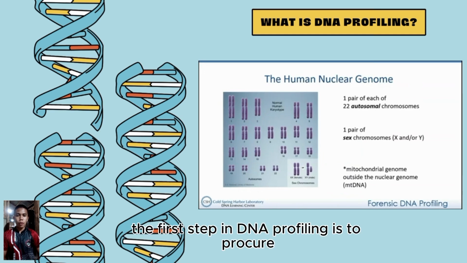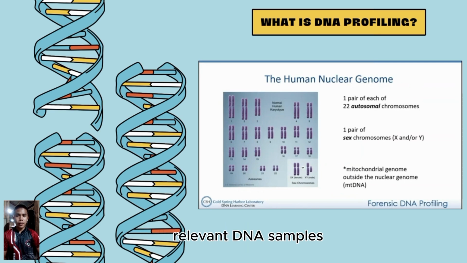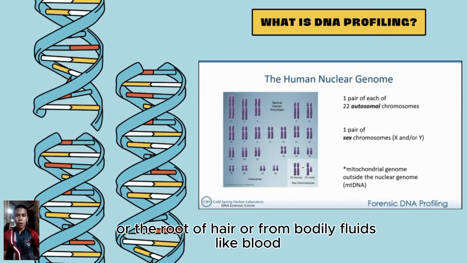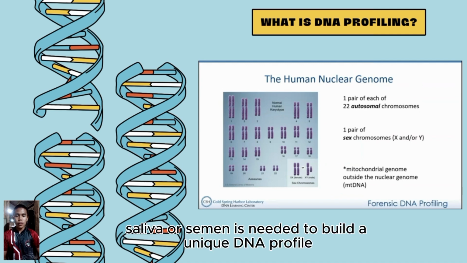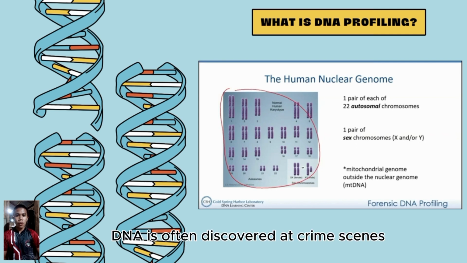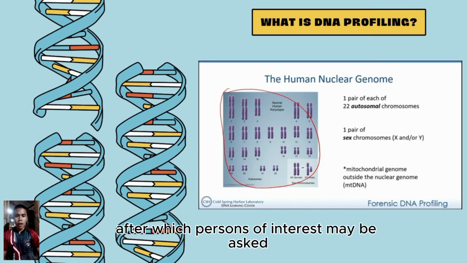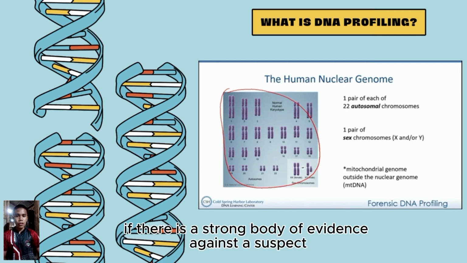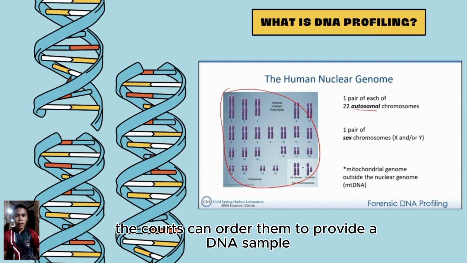The first step in DNA profiling is to procure relevant DNA samples. Only a small number of cells from a person's skin or the root of hair or from bodily fluids like blood, saliva, or semen is needed to build a unique DNA profile. DNA is often discovered at crime scenes during police investigations, after which persons of interest may be asked to voluntarily provide their DNA sample. If there is a strong body of evidence against a suspect, the courts can order them to provide a DNA sample.